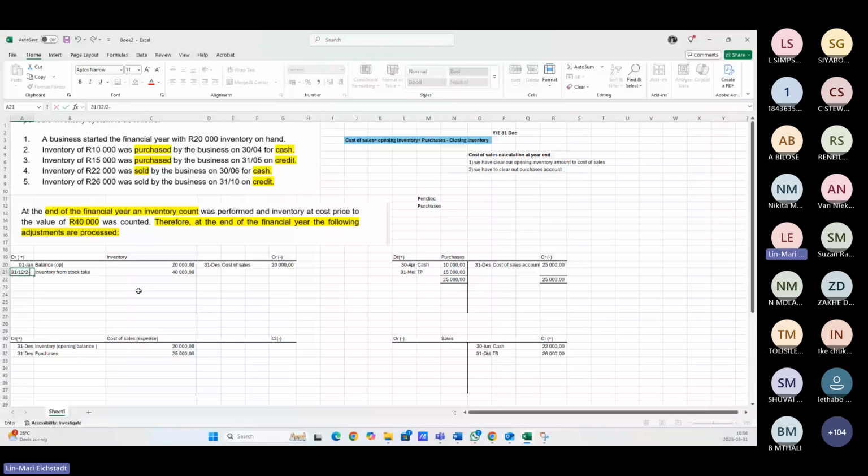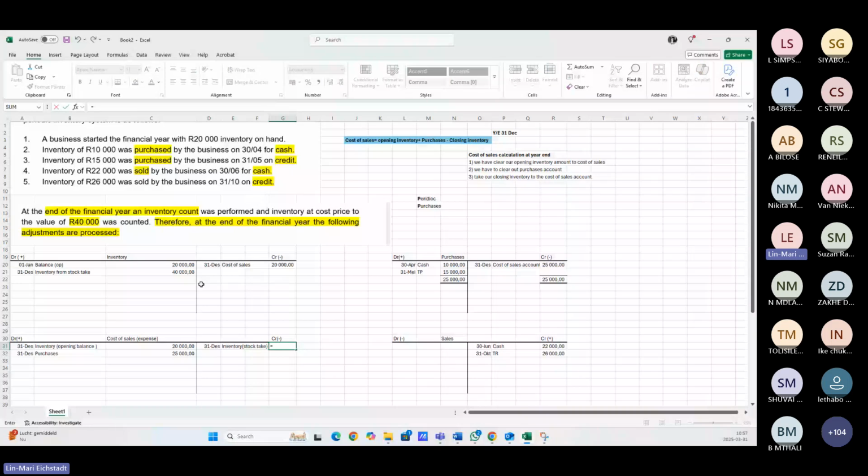And this amount, as we said, our third step here, because we said we have to deduct our closing inventory, is to take our closing inventory to the cost of sales account. Right. So here we debited our inventory from the stock take. We brought it in. We said this is our stock on hand. And our contra account on the 31 of December would be that this is inventory from stock take. Right, this is the 40,000.